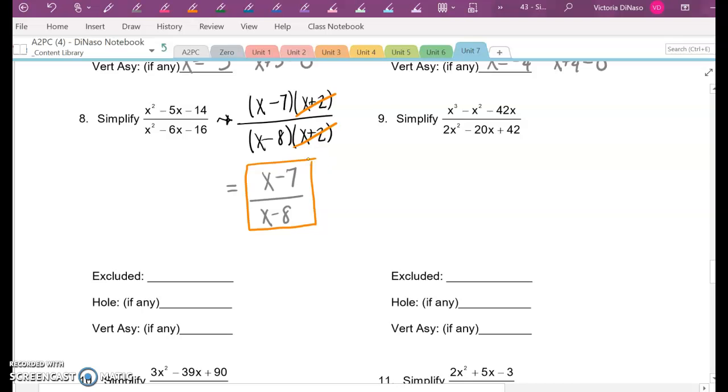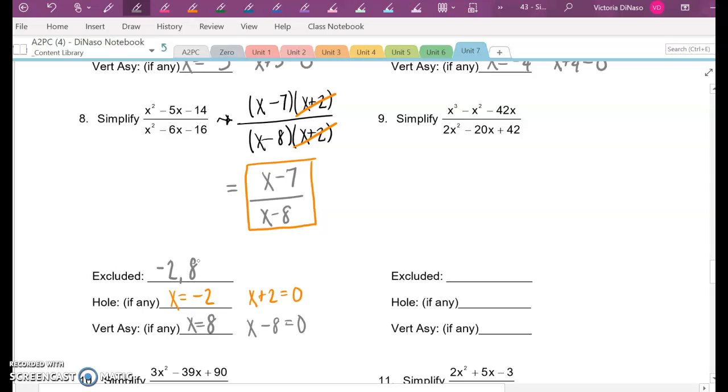Going to box that up. So let's do our hole. I canceled the x plus 2. So I take x plus 2 and set it equal to 0, and you get x equals -2. You're going to take whatever's left over in the denominator, set it equal to 0, and you get x equals +8. So your excluded values are -2 and +8.